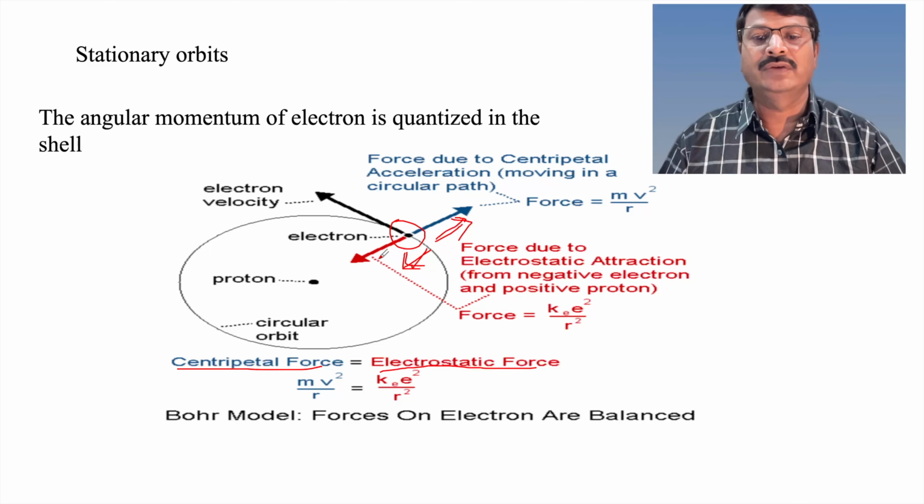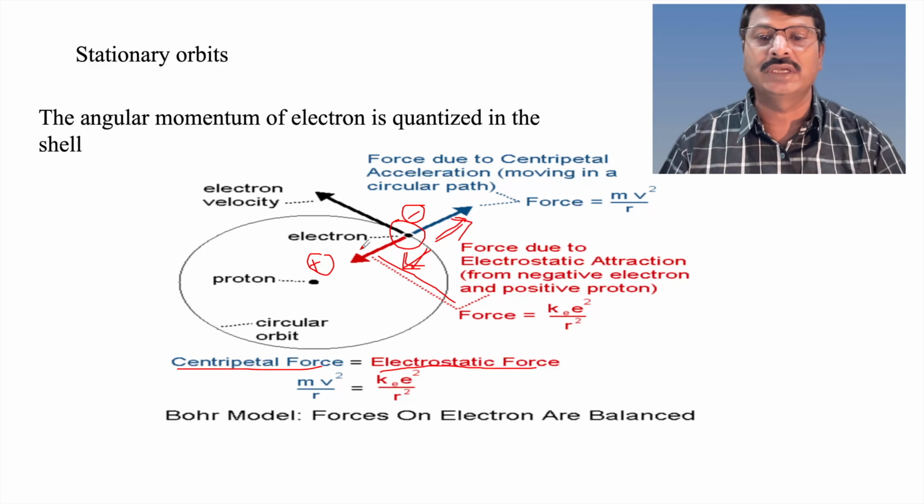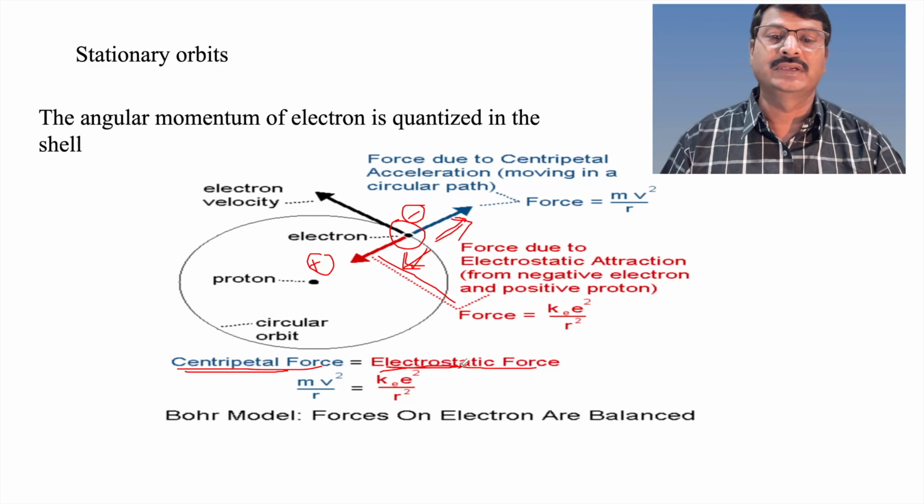First let us come to how we are getting the centripetal force. Generally we already know that a proton has a positive charge and an electron has a negative charge. The positive and negative both have some attractive force. Due to that attractive force, you are getting the centripetal force. And the centripetal force is equal to Ke E square by R square. K is the constant, E is the charge of the electron, R is the radius.